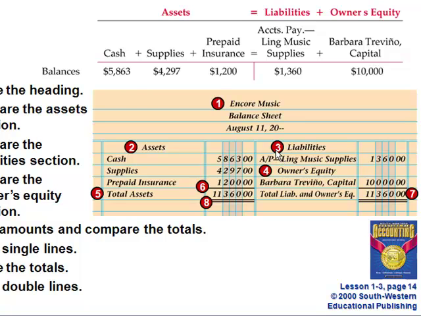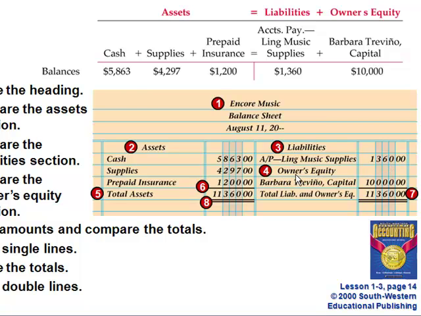Okay, now we're going to prepare the liabilities section. Liabilities is centered just like assets was. We have one liability. We owe AP, which stands for accounts payable, Ling Music Supply. We owe them $1,360. That's our only liability.